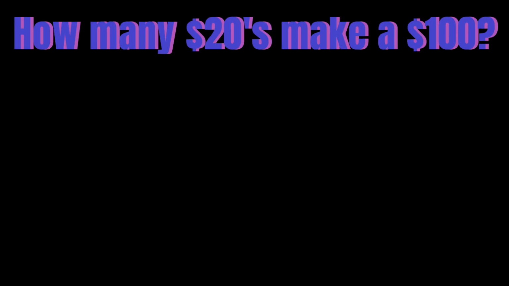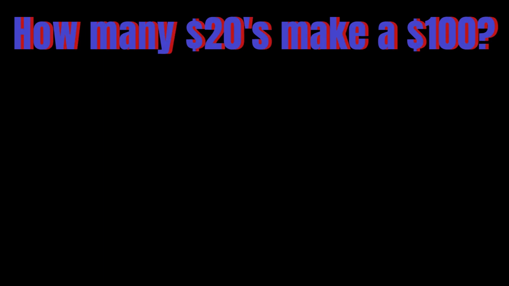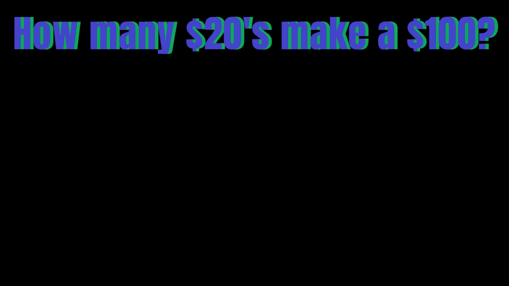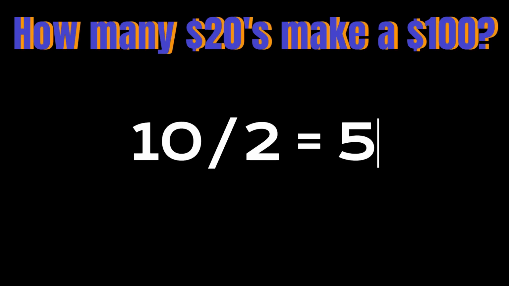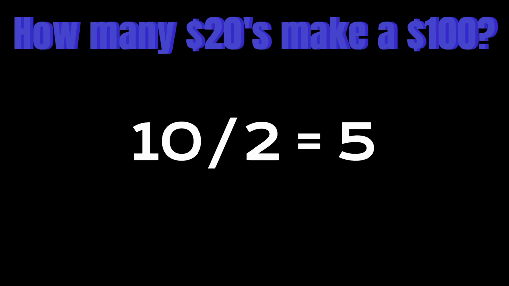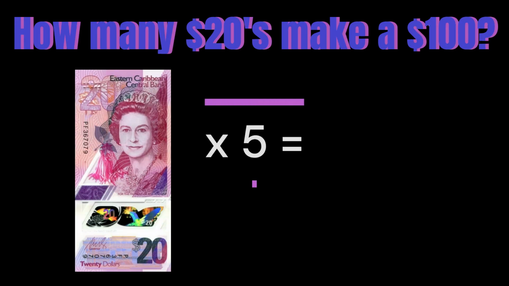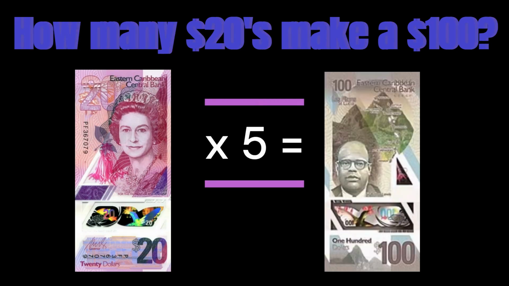Yes, girls and boys, you are doing exceptional. How many 20s make 100? How many 20s make 100, girls and boys? It's easy to identify because remember there are 10 tens in 100 and 2 tens make a 20. So if we divide 10 by 2, we will get 5. So there are 5 20s in 100.